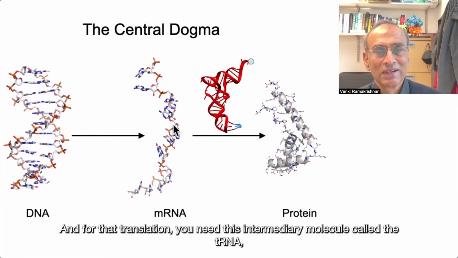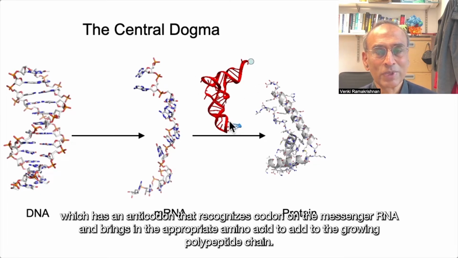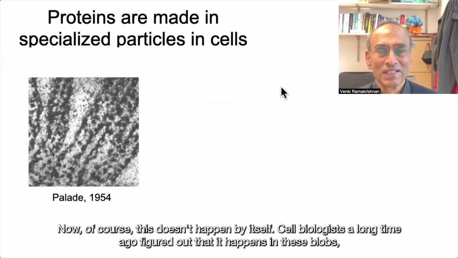And for that translation, you need this intermediary molecule called the tRNA, which has an anticodon that recognizes a codon on the messenger RNA and brings in the appropriate amino acid to add to the growing polypeptide chain. Now, of course, this doesn't happen by itself.